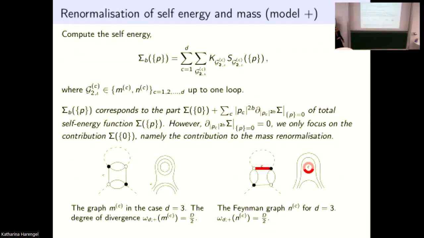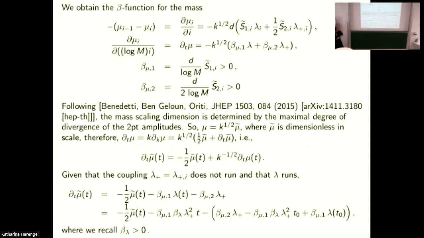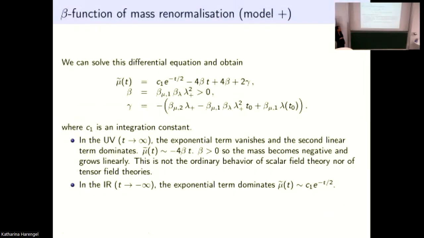And you can do the mass as well in a similar way. What I should say here is that we say the mass scaling dimension should be determined by the maximal degree of divergence of the 2-point amplitudes. So we say that the mass should have dimension 1/2 in momentum scale. Then you take care of the dimensionfulness, and you achieve the beta function for the mass. And you can also integrate both sides.